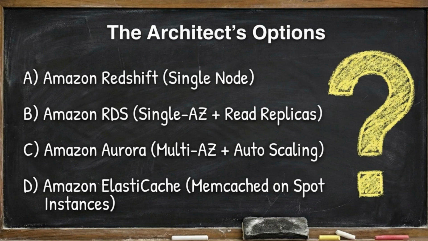Option A. Use Amazon Redshift with a single node handling both leader and compute functionality. Option B. Use Amazon RDS with a single AZ deployment. Configure RDS to add read replicas in a different availability zone. Option C. Use Amazon Aurora with a multi-AZ deployment. Configure Aurora Auto Scaling with Aurora replicas. Option D. Use Amazon ElastiCache for memcached using EC2 spot instances.